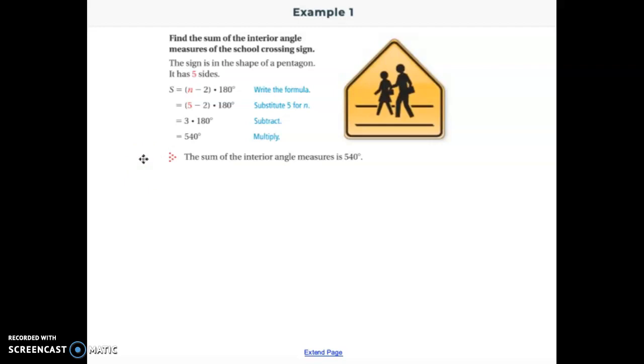So it's S equals n minus 2 times 180. And then it's the quantity of 5 minus 2 times 180. So again, we substitute 5 for n. That's the number of sides. We're going to subtract 2 from that because that gives us the number of triangles in that figure. And then when we multiply 3 times 180, we get 540 degrees. Now you've already worked with that pentagon many times, so you should know 5 sides, 540. All right, let's keep moving.